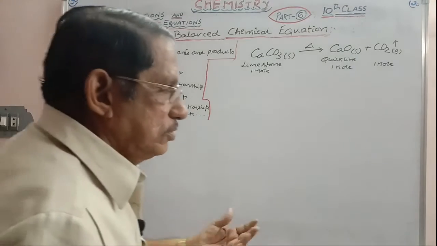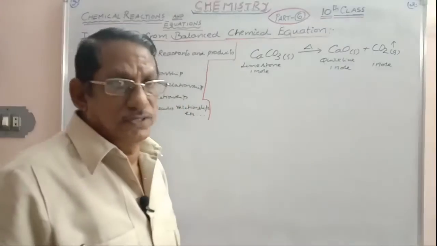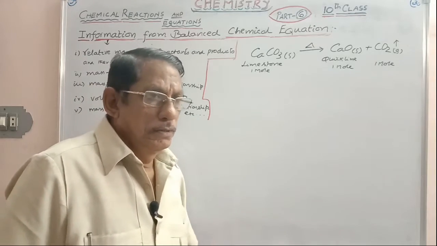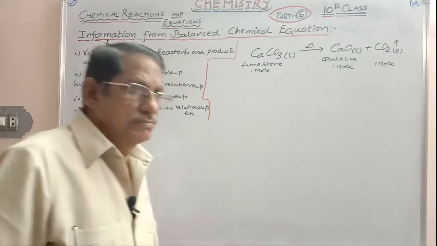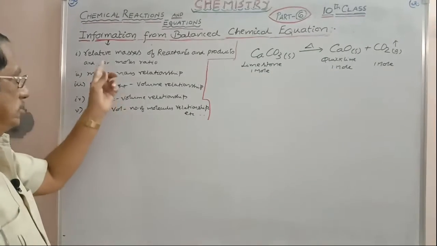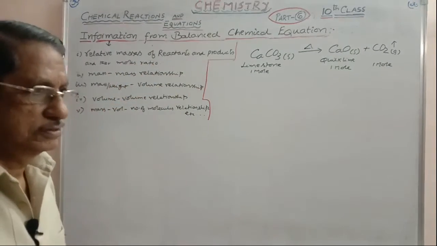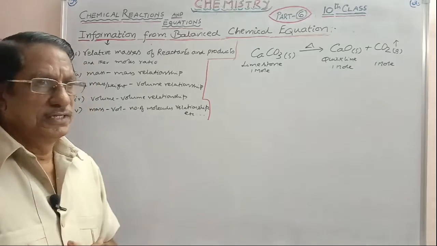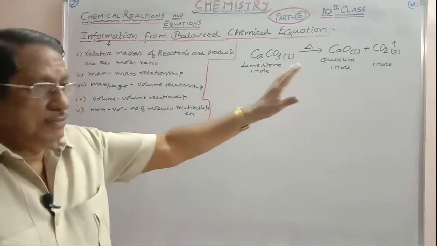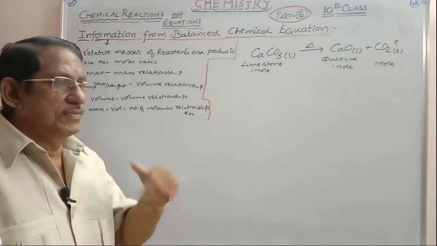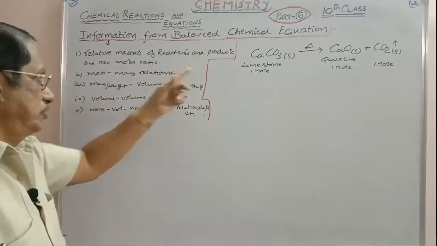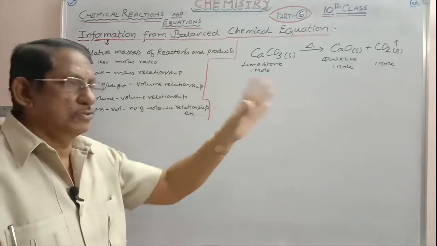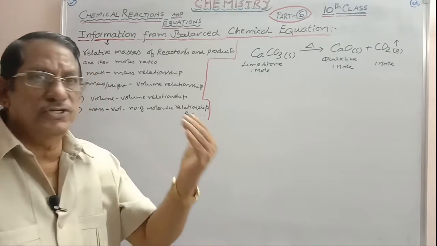Now we are going to the actual topic. What type of information are you going to get from the balanced chemical equation? The information that you can get is relative masses of reactants and products. How much mass of reactants is taken, how much mass of product is obtained. Relative masses we can calculate from the balanced chemical equation. From the relative masses we can also calculate the mole ratio: the reactants mole ratio, the products mole ratio, the whole mole ratio.